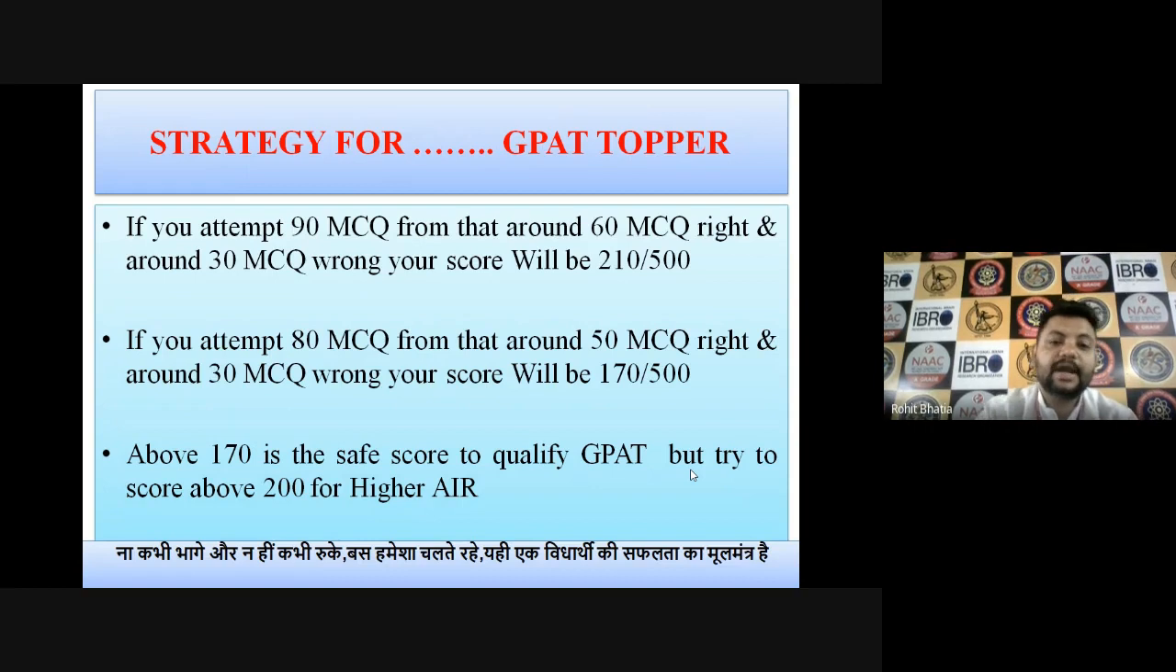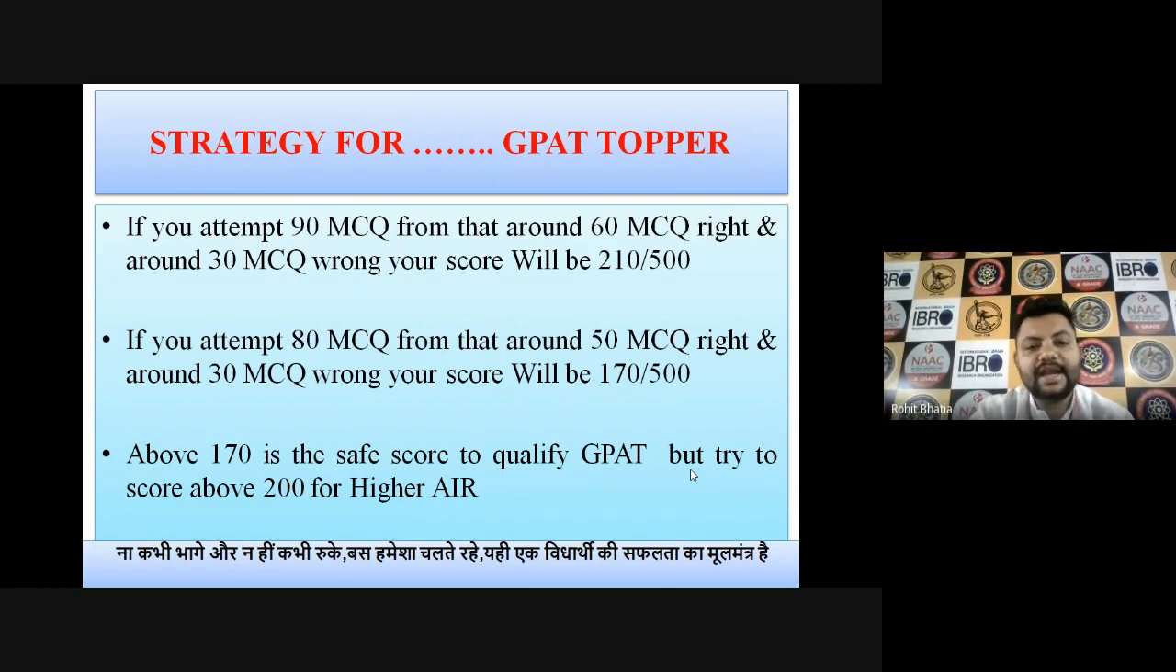So if you attempt 90 MCQs, and you are attempting 60 MCQs exactly right and around 30 MCQs wrong, your score will be about 210 out of 500. So you can secure a good rank if you score 210.